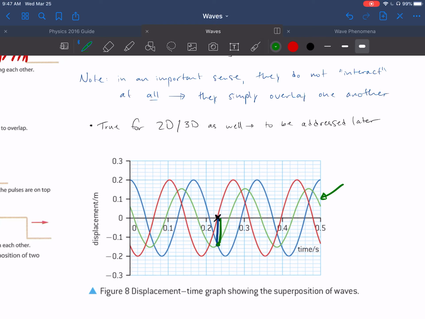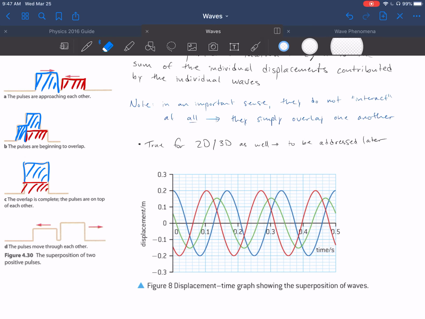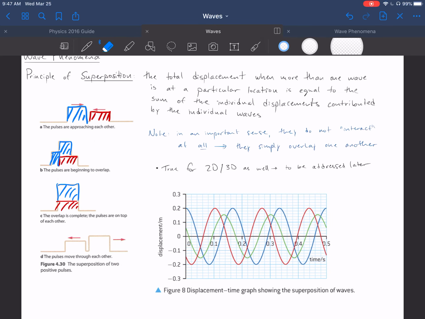And so superposition can be used to find the resultant wave at any point in space or at any point in time. You simply add up the contributions of the individual waves and you get the resultant superimposed wave. This phenomenon in general is called interference. When the waves add up, it's called constructive interference, and when the waves subtract, it's called destructive interference. This is true for two-dimensional and three-dimensional waves as well, which we will address at a later point in time.